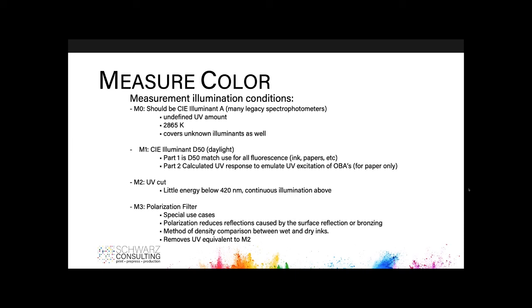The first real standard is M1. They said, okay, we put in a light source that needs to give 5,000 Kelvin. So D50 means it's 5,000 Kelvin. And they defined the UV amount the lamp needs to respond on. Then M2 is the same light source, so it's D50, but they cut off the lower part, so they start measuring at 420 nanometers. They do this to eliminate optical brighteners.